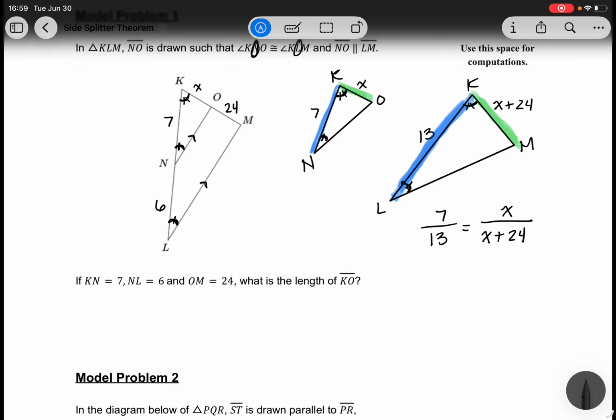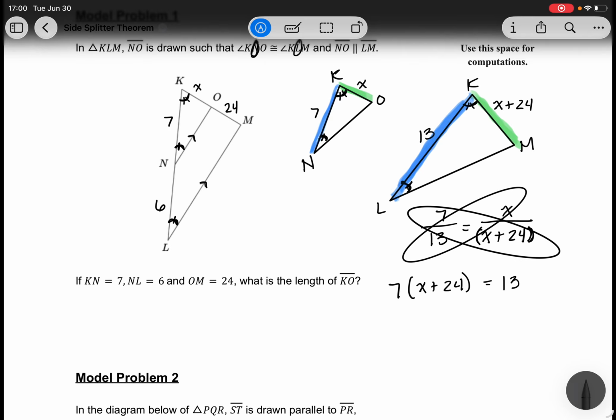From here, we need to cross multiply. Since we have two terms here, I'm just going to put them in parentheses because I think it makes it easier for us to understand. Okay, so we have 7 times (X plus 24) equals 13 times X. When we have a set of parentheses like this, we know that we need to use the distributive property. So we're going to distribute the 7 to the X and then the 7 to the 24. So 7 times X is 7X, and then 7 times 24 is positive 168, equals 13 times X, so 13X.